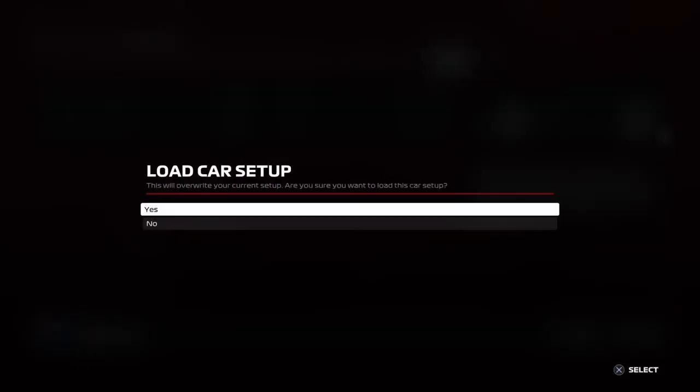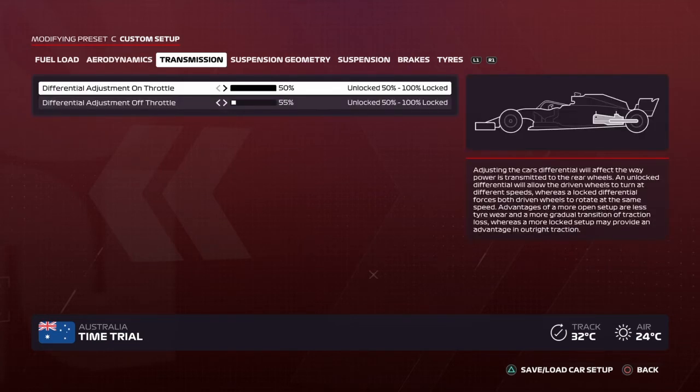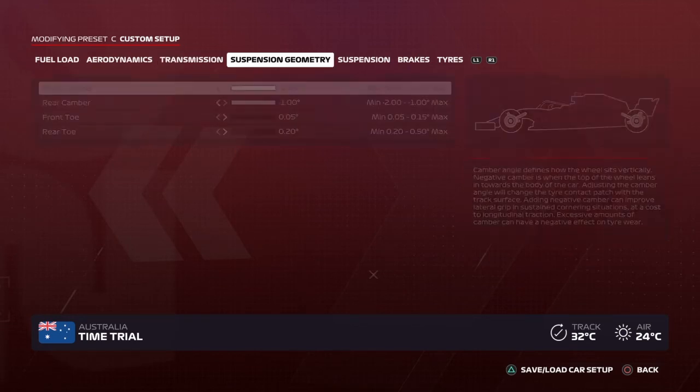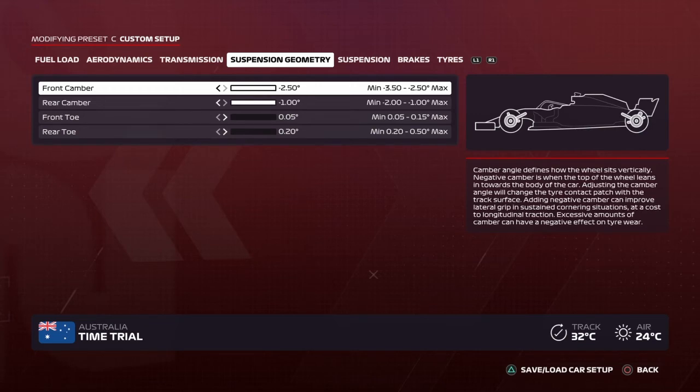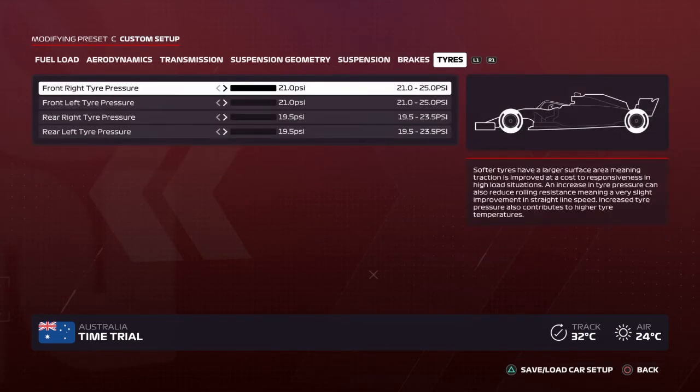Anyway, on to Japan now, and on the aerodynamics we're running 4-7 wing, 50-55 on the transmission, right, right, left, left for the suspension geometry, 1-5, 8-10, 3-4 on the suspension. Tyres are all the way to the left.